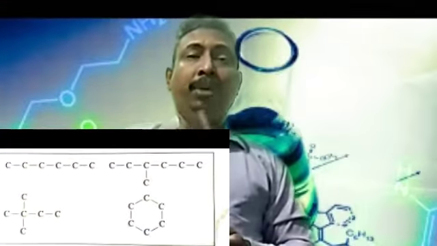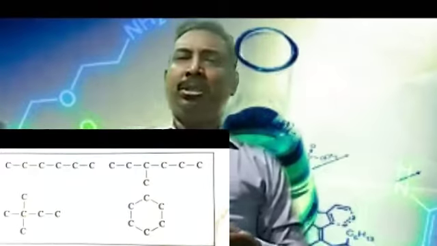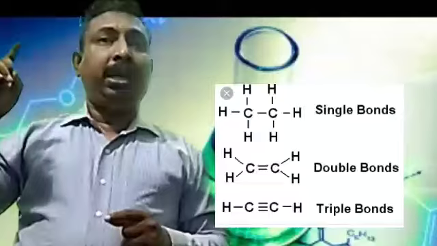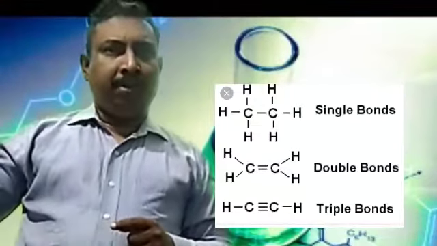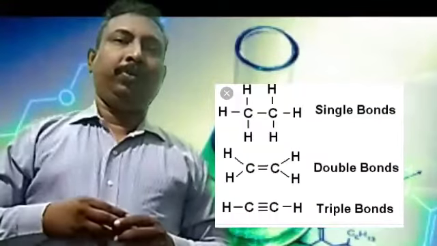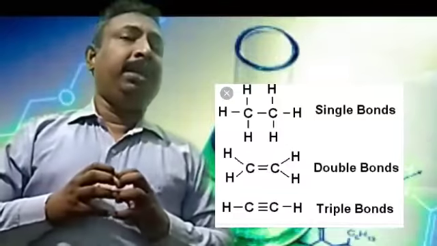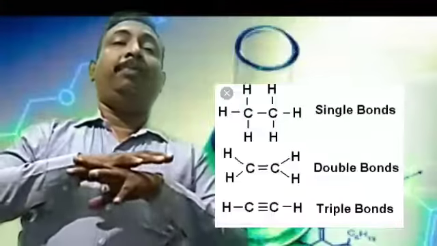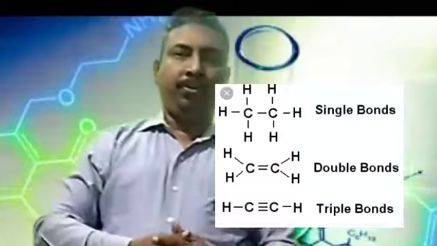This phenomenon, the ability to form long chains, branched chains, and ring structures, is called catenation. Carbon has the catenation property. Not only that, carbon can form single bonds, double bonds, and triple bonds. That made carbon so unique, and it made carbon form innumerable compounds.